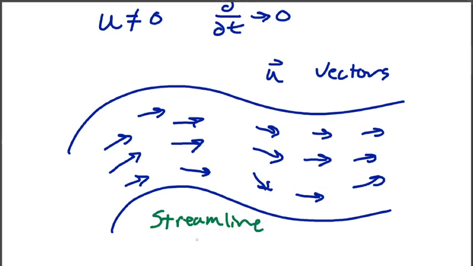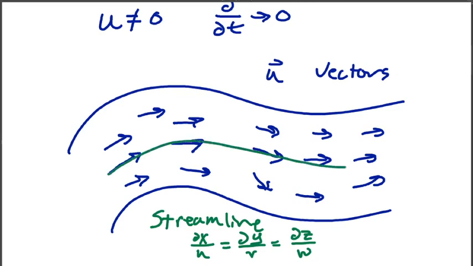So if we define it mathematically in a Cartesian domain, that means that partial x over u is partial y over v, the y component of the flow, and partial z of the streamline over the z component of the flow. So what that looks like in practice is something like this through our flow. So here's one streamline, and here's another streamline, and I'm drawing so that it's everywhere tangent to the velocity vectors of my flow.